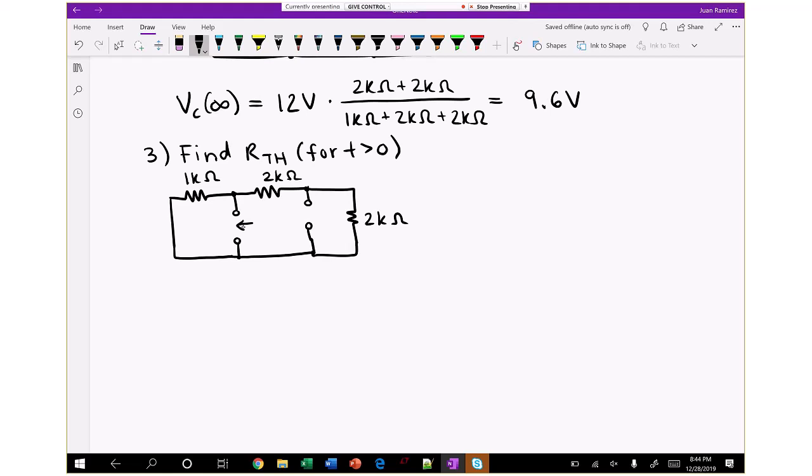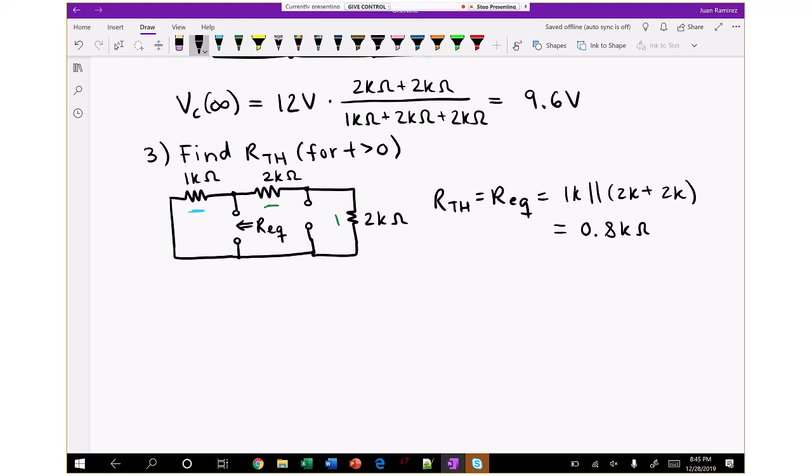And you're looking for R equivalent, or R in, or R Thevenin, all the same, at that point. So R equivalent, which is the same as R Thevenin, is actually equal to the 1K on this side in parallel with the 2K and the 2K, which are in series. So that's 1K in parallel with 2K plus 2K. If you do the math, you should end up with 0.8 kiloohms.